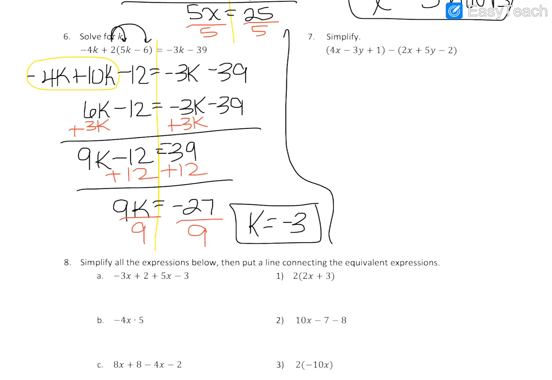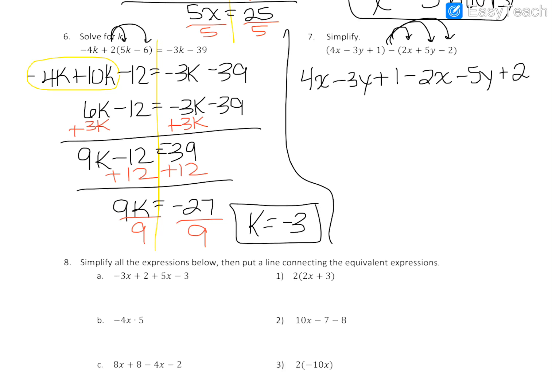First thing we want to do here is we need to distribute the minus sign. So this minus actually makes each and everything on the right into the opposite sign, okay? So our 4x minus 3y plus 1 is going to be the same. On the right, I'm going to get minus 2x minus 5y plus 2.